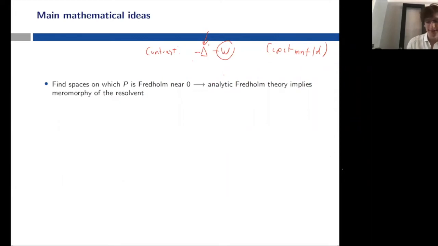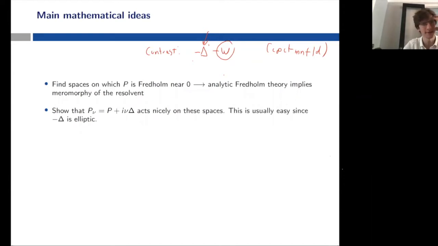Okay, and then you apply the analytic Fredholm theorem, right? And that will give you meromorphy of the resolvent. Okay, so once you have meromorphy of the resolvent for P, you need to know that, of course, this P nu should act nicely on these spaces. I'm not going to say exactly what that means right now, but it should act nicely on these spaces. And this is usually easy because the Laplacian is elliptic, right? And that helps you. Okay, the thing that's maybe less easy is that not only should this thing act nicely on these spaces, but it should do so uniformly in nu positive.